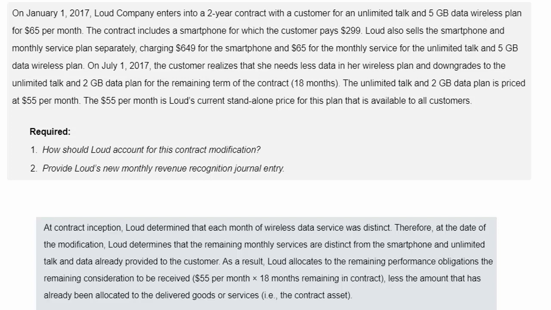Okay, so this means that the contract modification does not add goods or services to the arrangement, and therefore this modification cannot be treated as a separate contract. However, to determine the appropriate accounting for the modification, what the company has to do is assess whether the remaining goods and services over the 18-month period are distinct or not distinct from the goods and services already provided to the customer. And in this situation, they are distinct. The goods and services are distinct from those already provided to the customer, right? Which was the handset and the 6 months of services.